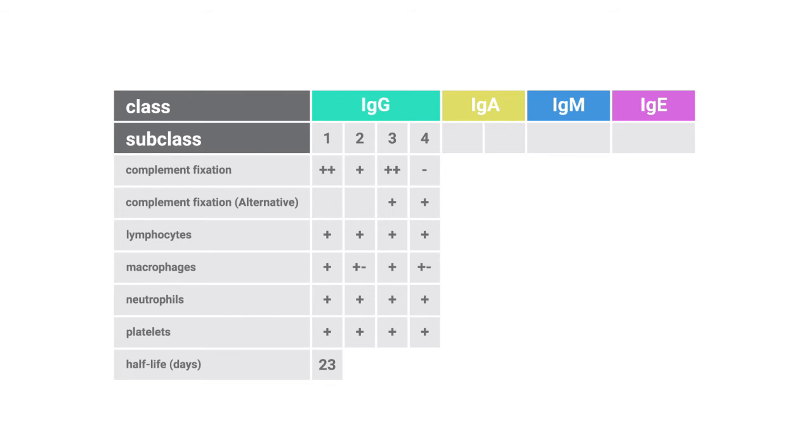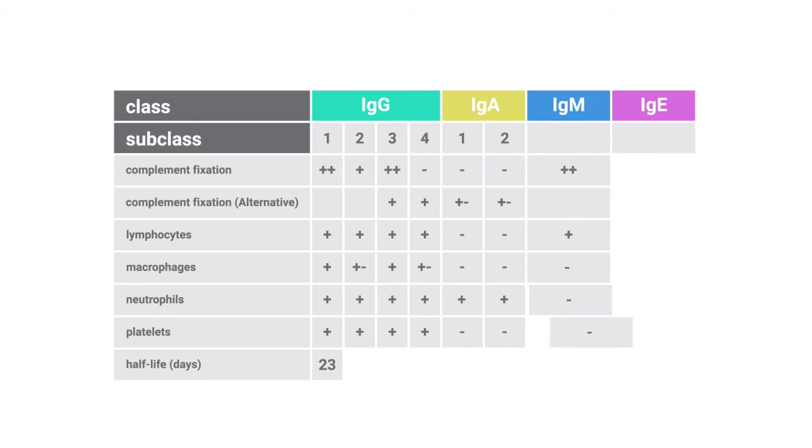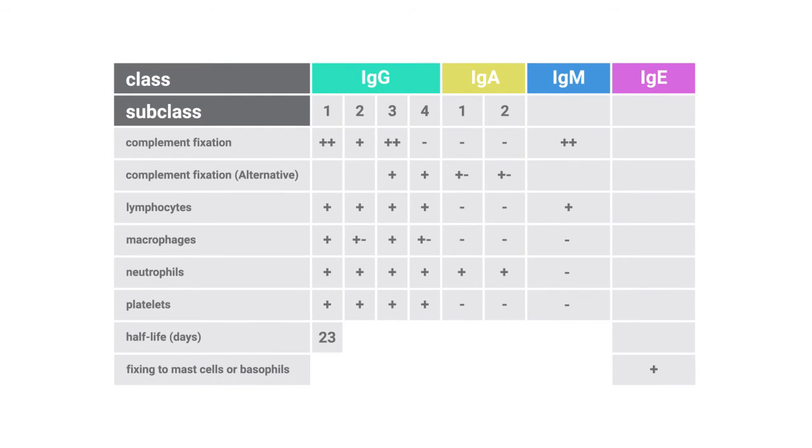IgA is also broken down into 2 subclasses, 1 and 2. The vast majority of IgA is subclass 1. Both IgA subclasses largely work with neutrophils and complement fixation. IgM is also good at complement fixation and binds to lymphocytes. IgE is largely thought to fight parasitic infections, and it fixes onto mast cells, basophils, and eosinophils. The half-life of IgE is roughly 2.5 days.